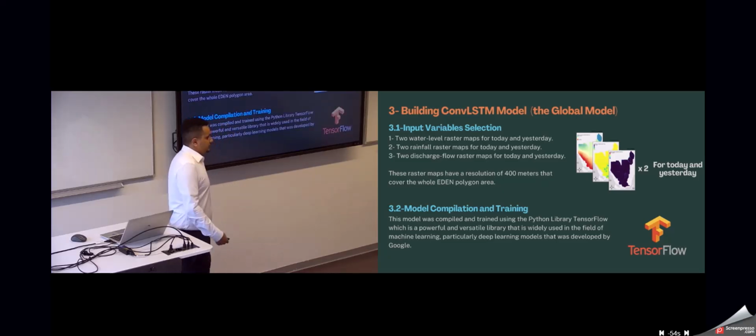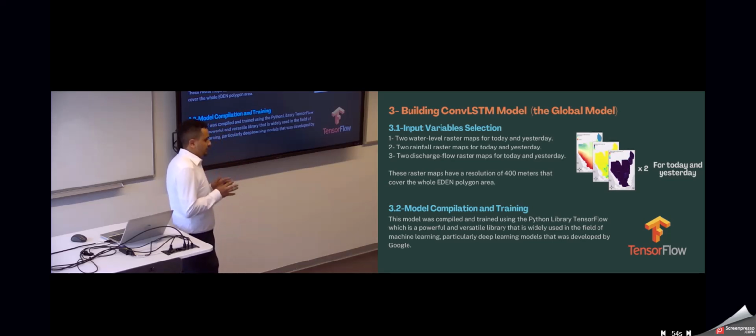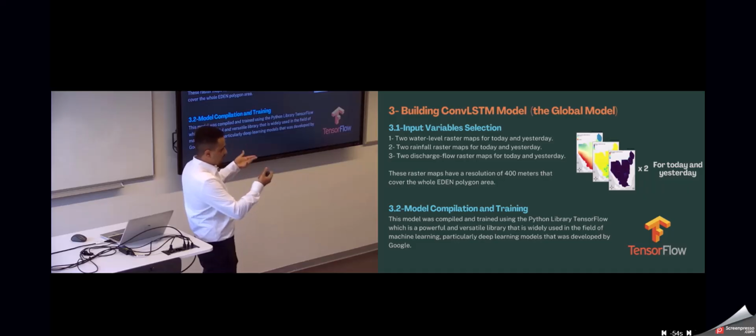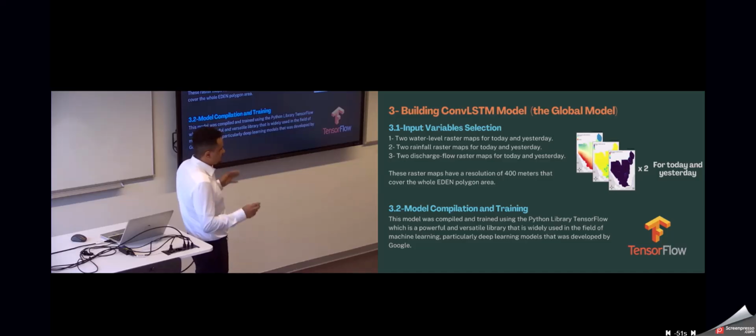Here we are talking about building the convolutional model, or the global model. First, we talk about input variable selection. The global model is built to take the data of today and yesterday in order to forecast the water level after 2 days. So for each day, we have 3 raster maps for rainfall, water level, and flow. So for today, 3 rasters, for yesterday, 3 rasters, so we have 6 raster maps as input.